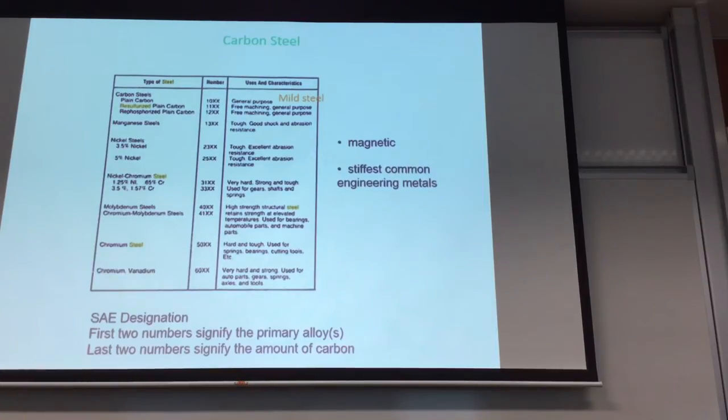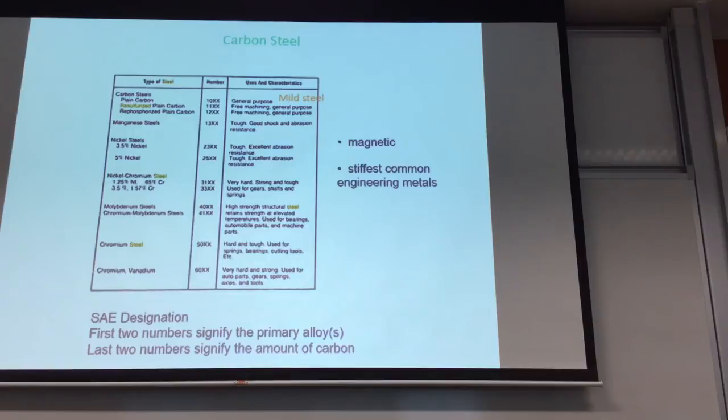So you talk about carbon steel. The first thing you notice is all these numbers. You specify to your supplier, I want these numbers. Basically the first two numbers signify the primary alloys. When you do not have any other major alloy added to your steel, the number is 1. So mild steel is basically 10 something, medium carbon steel is still 10 something, and high carbon steel is also 10 something. Then the rest have different types of elements added to your steel.